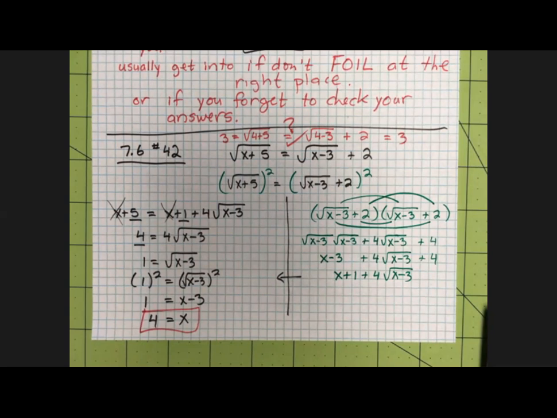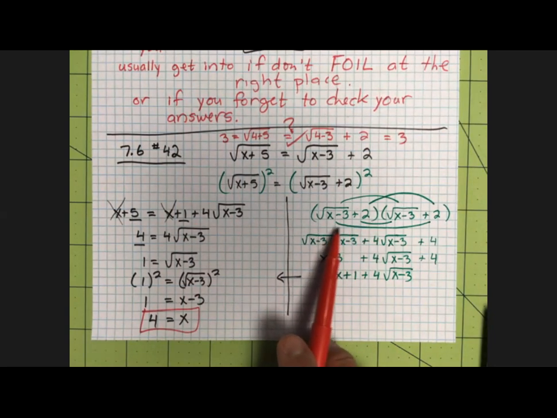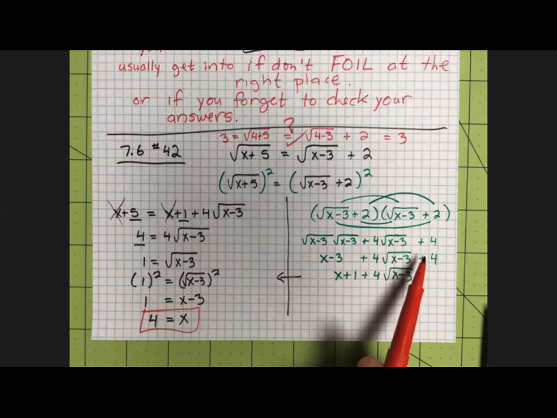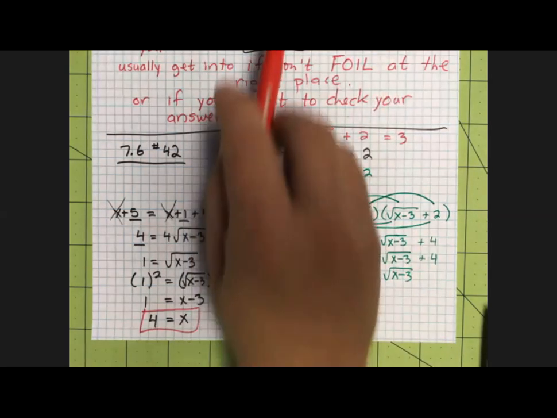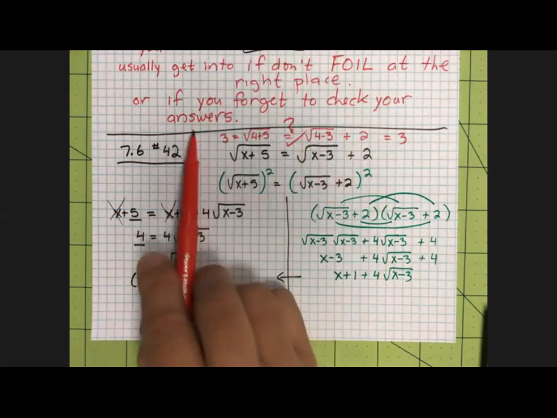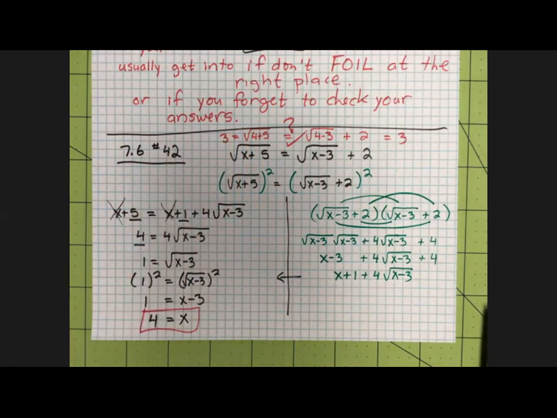So really, these are not terrible problems. It's just people maybe don't like to FOIL ugly things. So they just decide to skip it, but you can't do that. As long as you're paying attention to the FOIL when you have to and check your answers, you can always get these right. It's not so bad.